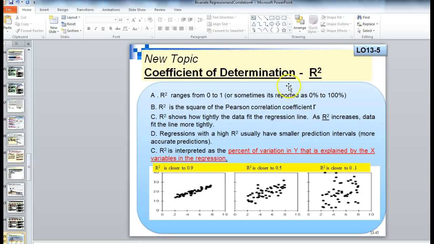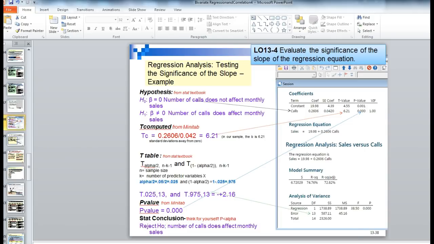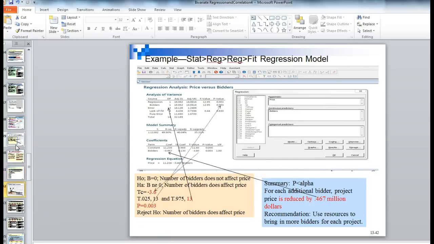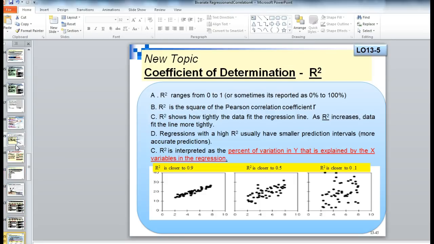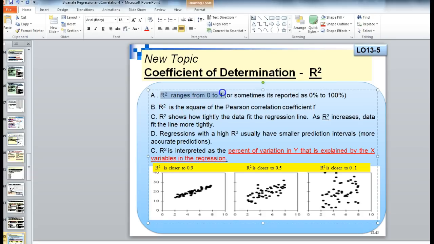So actually Minitab calculates your R squared. Notice we have right here R squared. As a part of every output, we have a model summary and we've got an R squared right here. I just wanted to show you that it exists. R squared ranges from 0 to 1, or in Minitab, it's usually reported in percents, so it goes between 0 and 100.